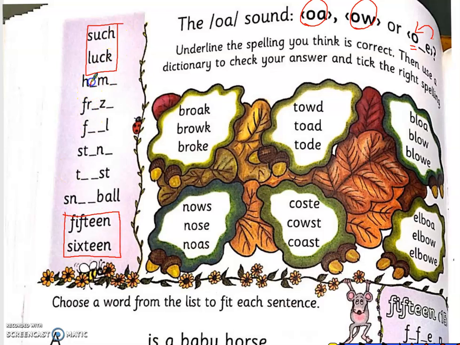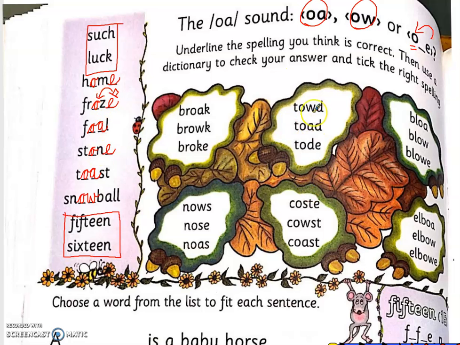So these words are home, H-O-M-E, that's the magic E word. Froze, F-R-O-Z-E. They're both the same, magic E making O say its name. Foal, which is a baby horse. Stone, there's another magic E word. Toast in the morning, T-O-A-S-T. And snowball, where O is not saying ow, it's saying O, the O sound, the long O sound.